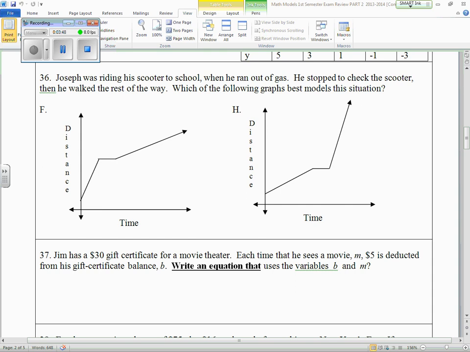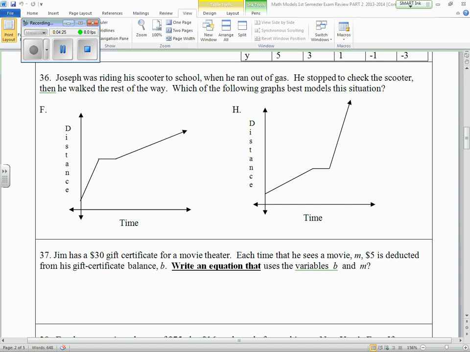36. Joseph was riding his scooter to school when he ran out of gas. He stopped to check the scooter. Then he walked the rest of the way. Which of the following best models this situation? If he was riding his scooter to school, then he ran out of gas. So the distance is going to increase. And then when he runs out of gas, his distance is going to stay constant. As time goes on, time continues to increase, but the distance is not going to increase. And then he walks the rest of the way.